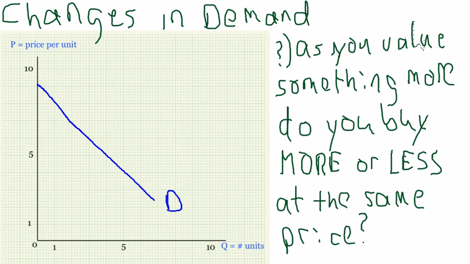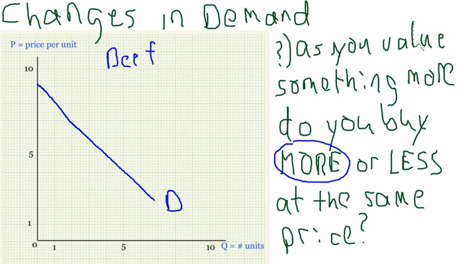Think about if all of a sudden you hear about the Atkins diet and how it helps people lose weight, and then all of a sudden, if we're talking about beef, you now value beef more because you believe it is something that if you eat more of it, say as a substitute for bread, you will lose weight. So you value beef more. If the price stays the same, do you buy more or less of it? And of course, you know the answer is more.